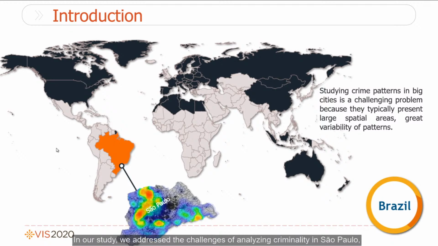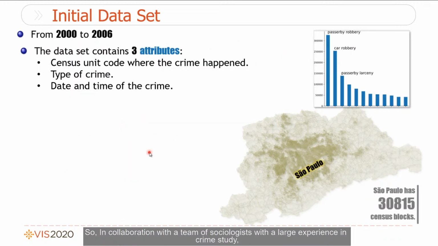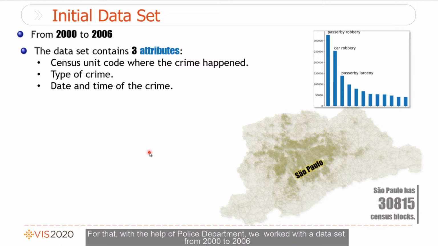In our study, we addressed the challenges of analyzing criminality in São Paulo, the largest city in South America, located in Brazil, one of the largest countries in the world. So, in collaboration with a team of sociologists with a large experience in crime study, in this work, we focus on the analysis of criminal activities in São Paulo City. For that, with the help of the police department, we worked with a dataset from 2000 to 2006.